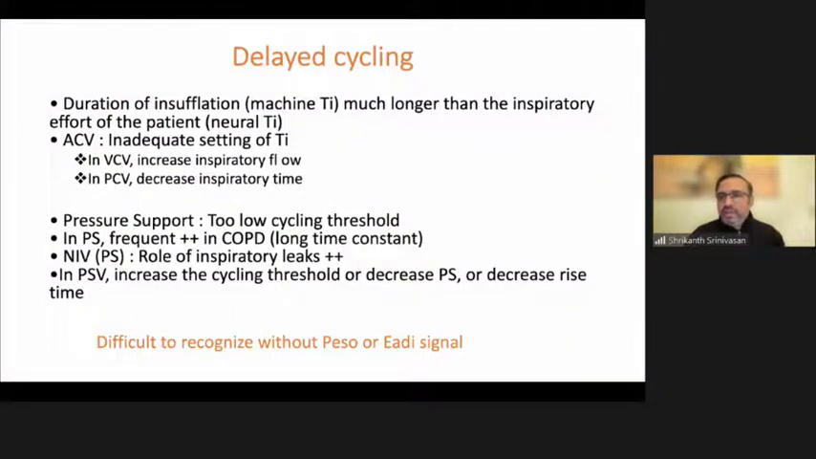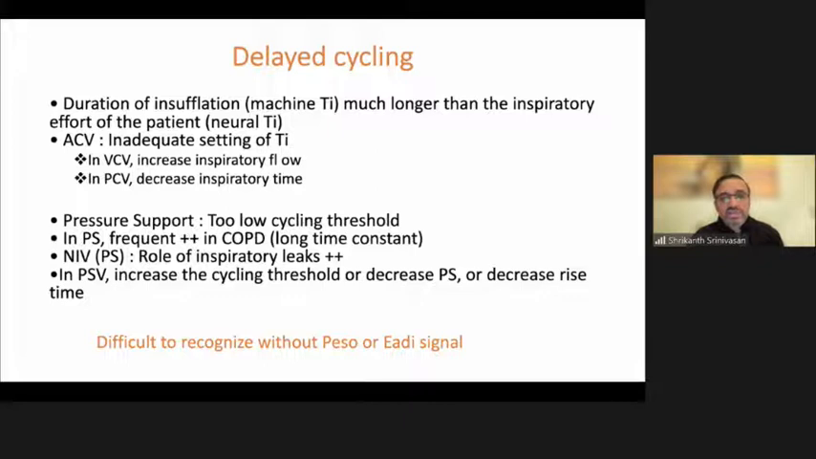So how do we deal with it? In assist control, there is obviously inadequate setting of the inspiratory time. The inspiratory time is too long. So we can increase the flow in volume control ventilation, so the flow rapidly increases and the inspiratory time becomes short. In pressure control ventilation, it's a decelerating waveform. The inspiratory time is already long, so we can decrease the inspiratory time proportionately so that this phenomenon does not occur.